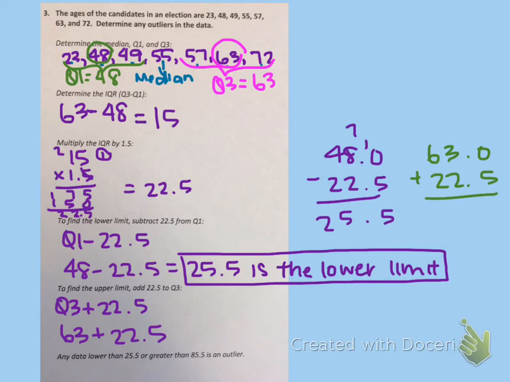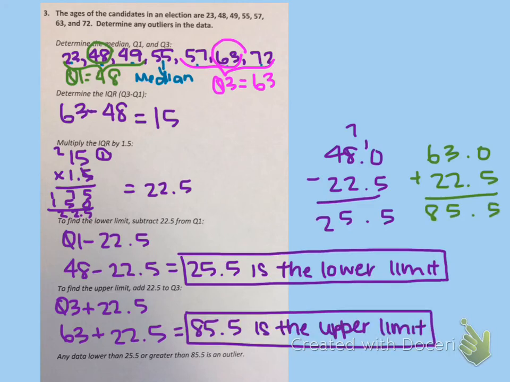So you will need to come over to the side and do 63 plus 22.5. Go ahead and solve that on your own, and then press play to check when you are confident in your answer. When I added 22.5 to 63, I got 85.5. That means 85.5 is the upper limit. What that means for us is that any number in our data set greater than 85.5 is an outlier.